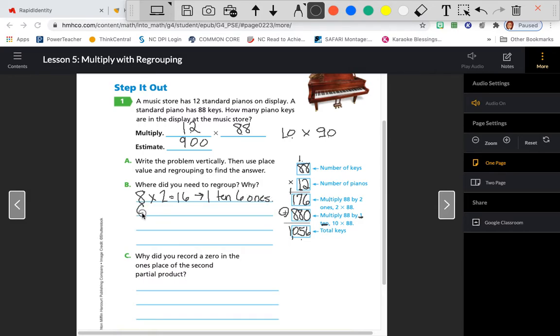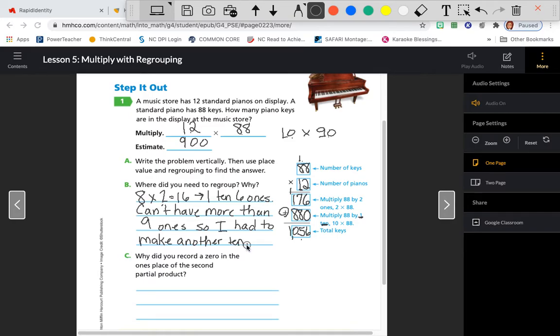Can't have more than 9 ones. So I had to make another 10.